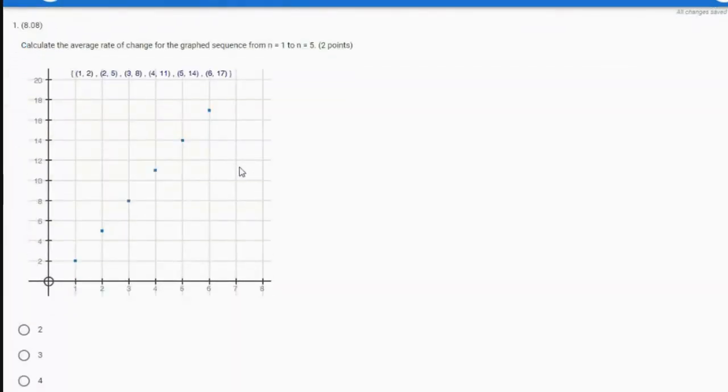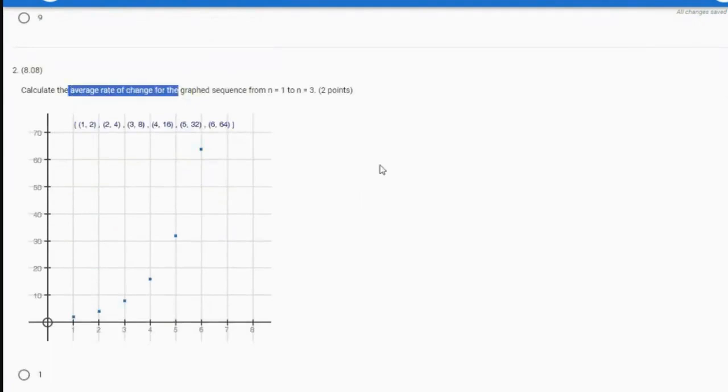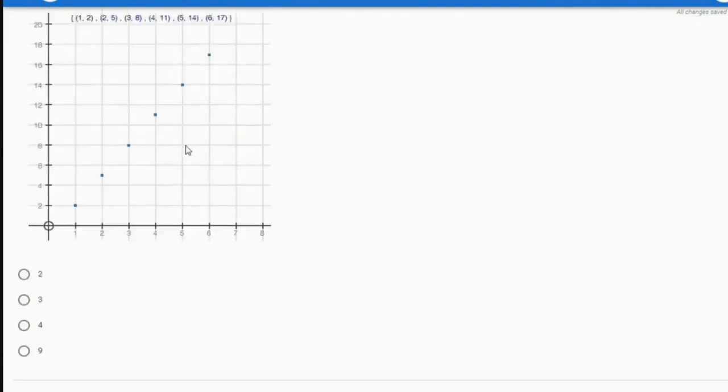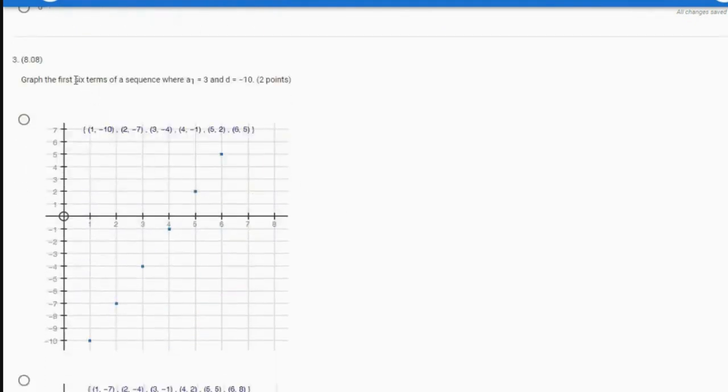Oh, look at there. The very first one, calculate the average rate of change. The rate of change. Another average rate of change. This one's arithmetic. This one's geometric. Graph the first 6 terms. They give you the first term and the common difference. So you can do that on Desmos and compare, or you can look at this to see if that is actually correct. The first thing I would say is you know what the very first term should be. A1 equals 3.